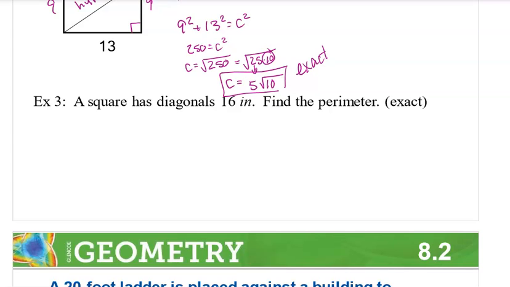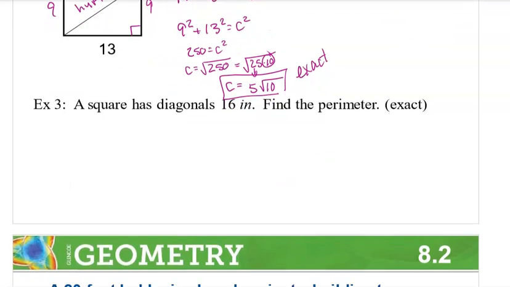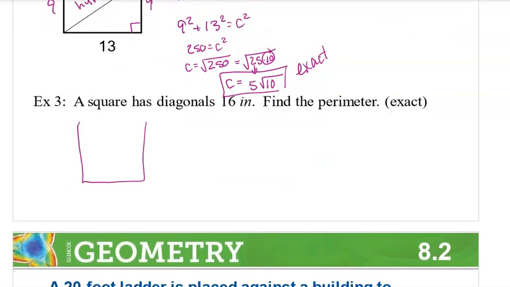Okay, a square has diagonals 16 inches. Find the perimeter. Well, the perimeter, if we want to know that, we need to know the sides. So let's think about what we know about a square. If I know this is 16 and this is x, then it has to be x. All of these have to be x. So the area of this is going to be x squared. Well, I don't know what x is, right? So I do see that this is a right angle. This is the hypotenuse. So once again, x squared plus x squared, the leg squared plus the leg squared equals the hypotenuse squared. So this is 16 squared.